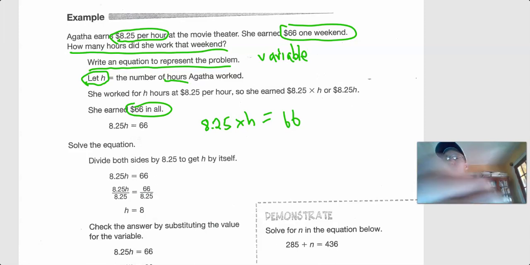Okay, so what do you do? All right, so bottom line is number one, you're going to solve for h. So look how you do this. I'll come over here real fast.